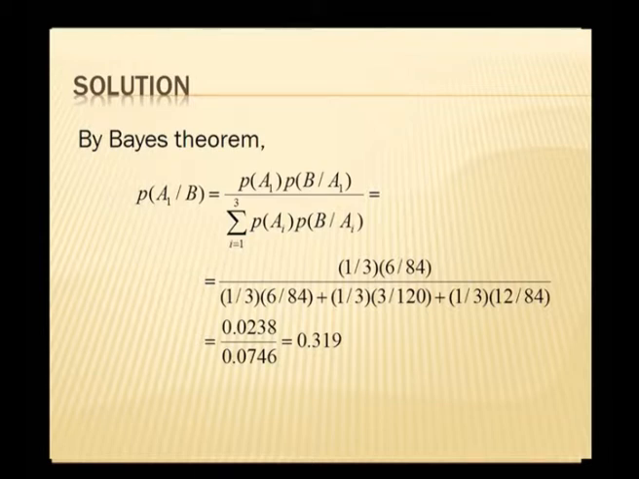be P of A1 into P of B by A1 divided by the summation P of Ai into P of B by Ai, where each i varies from summation from 1 to 3. Hence, we get 1 by 3, P of A1 into P of B by A1 is 6 by 84, divided by, if we take summation of each case, we get 1 by 3 into 6 by 84, 1 by 3 into 3 by 120, 1 by 3 into 12 by 84. So, on taking LCM and simplifying, we get 0.319.